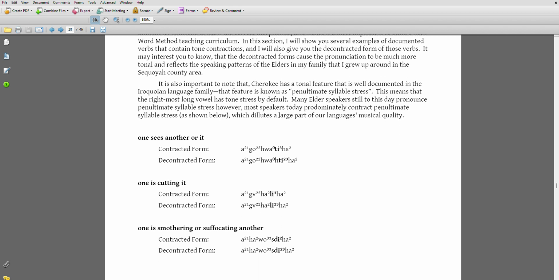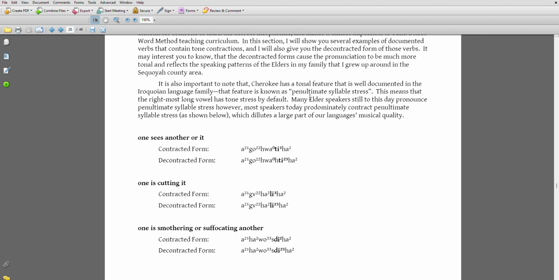So the first verb example is one sees another or it. So the contracted form, agotihan. Decontracted form, agotihan. So it's much more tonal and musical sounding. Agotihan versus agotihan. One is cutting it. Contracted form, aganhalehan. Aganhalehan. Decontracted form, aganhalehan. Aganhalehan. One is smothering or suffocating another.